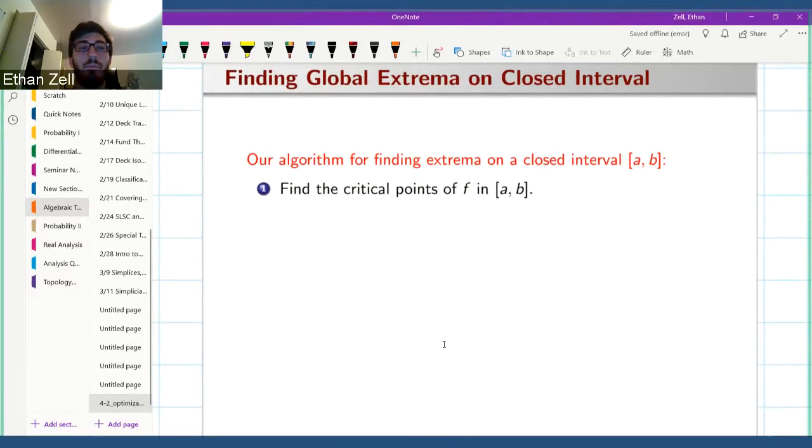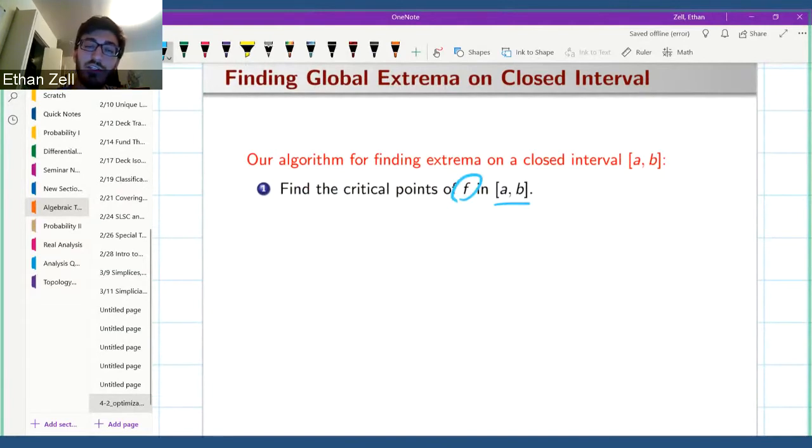So we're starting out with a differentiable function f in a closed interval. This is the setup to this problem. And again, this algorithm is only going to work for closed intervals. We'll give a slightly modified algorithm for open intervals. That's a function f in a closed interval.